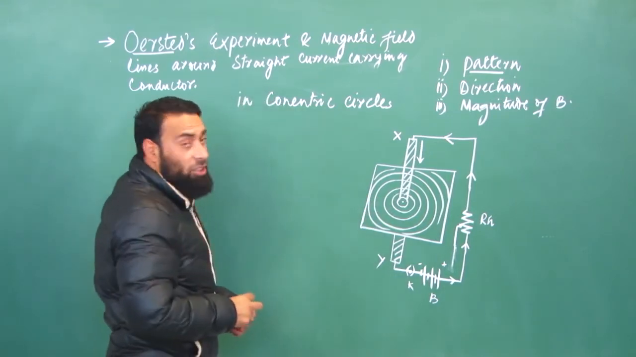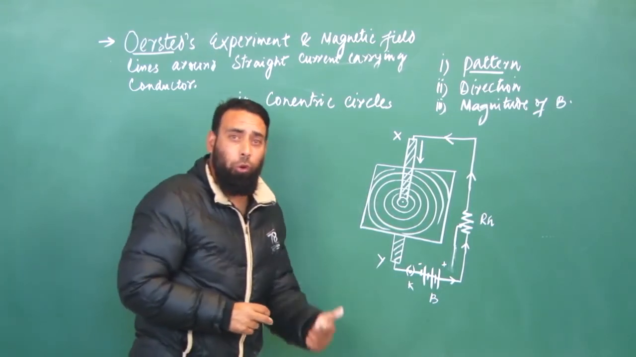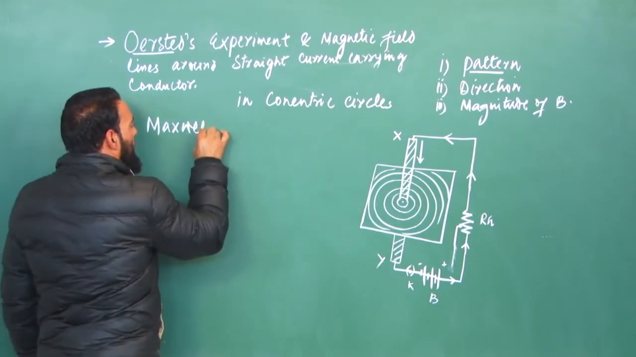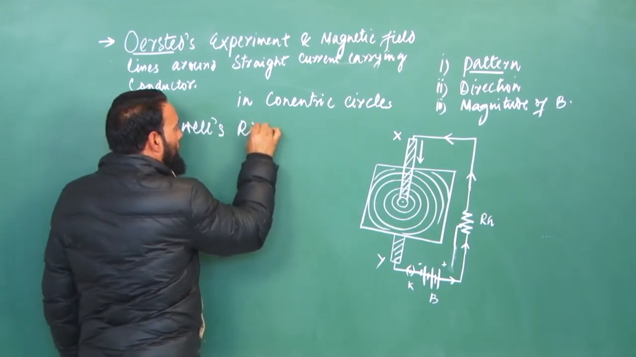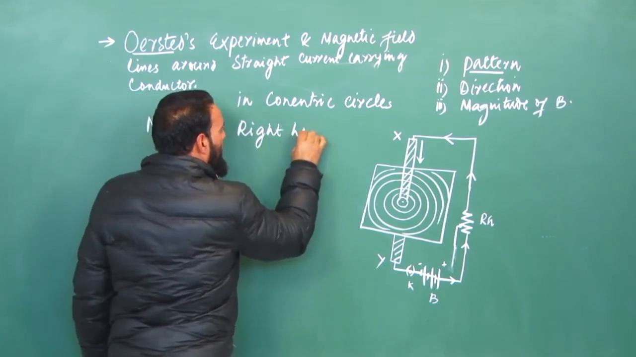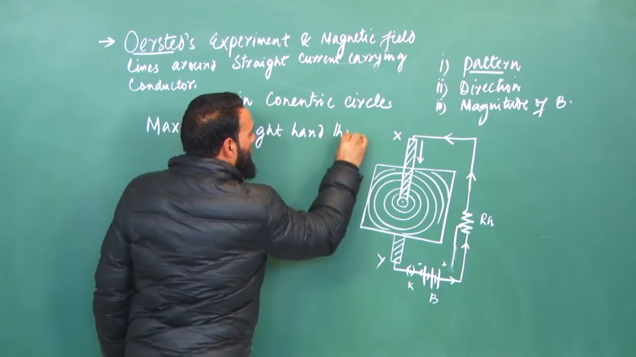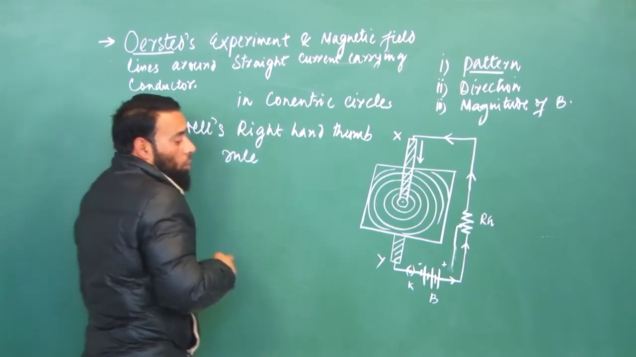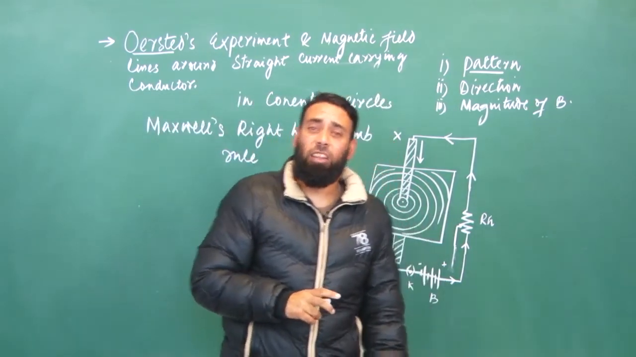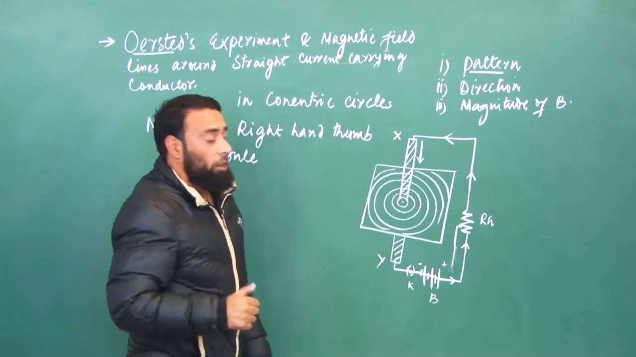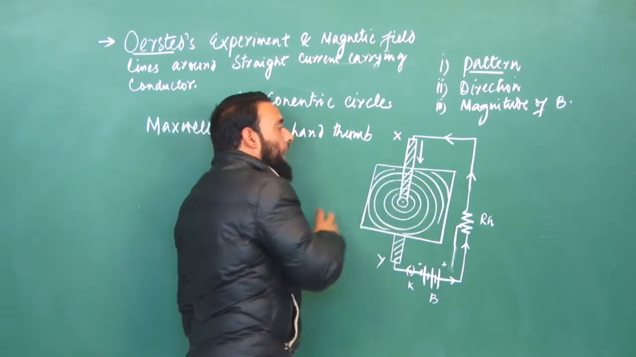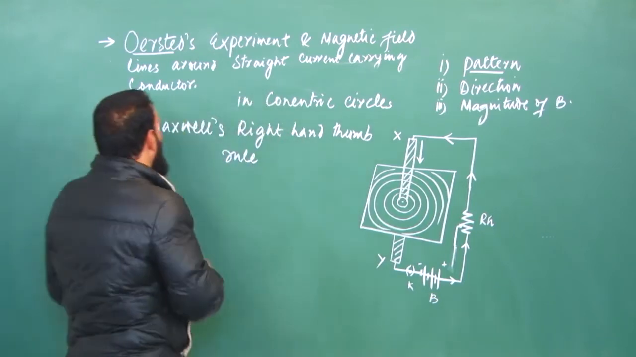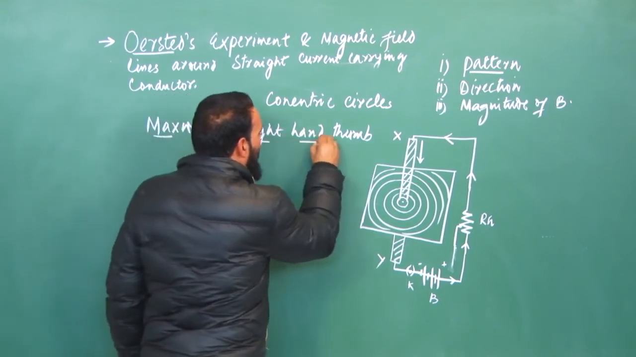To find out the direction of these magnetic lines of force, we use Maxwell's right hand thumb rule. So we use Maxwell's right hand thumb rule in order to find out the direction of magnetic lines of force around a straight current carrying conductor. So according to Maxwell's right hand thumb rule.